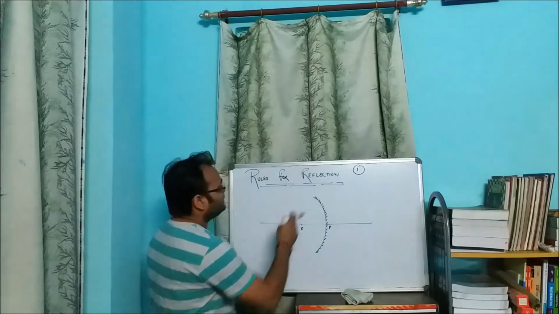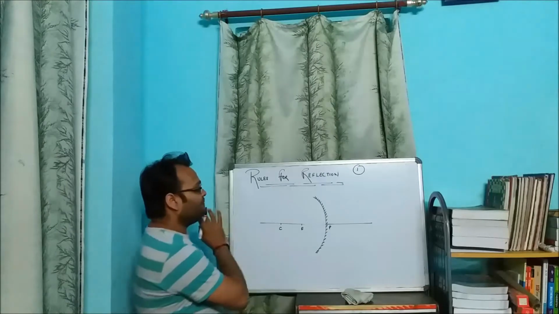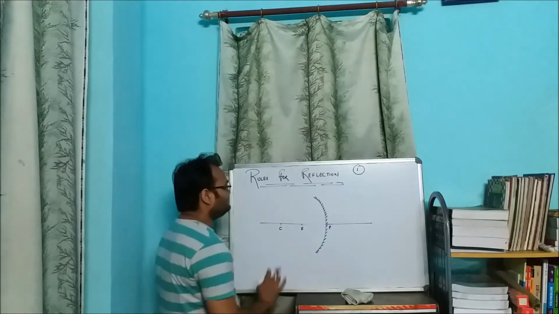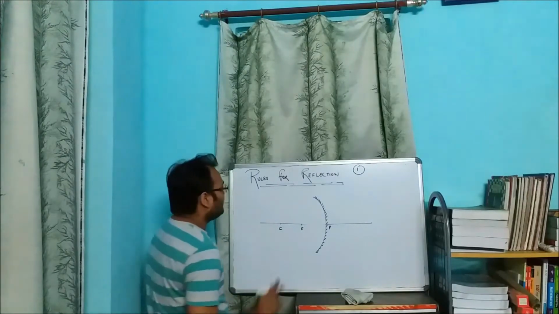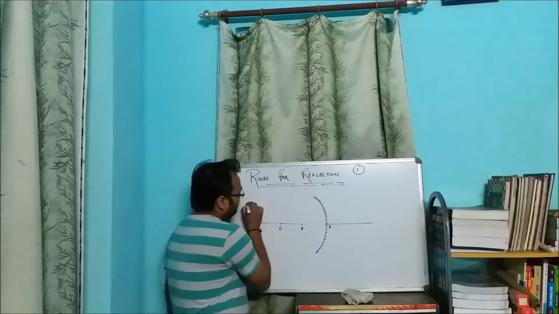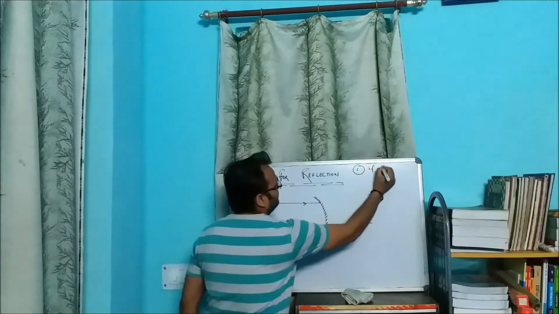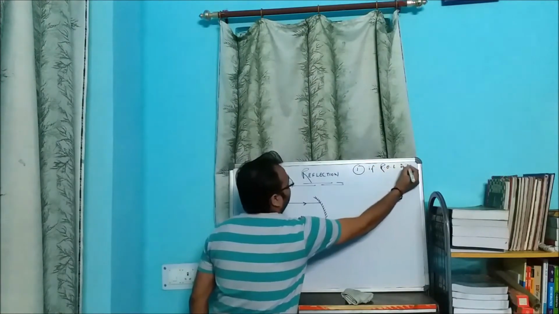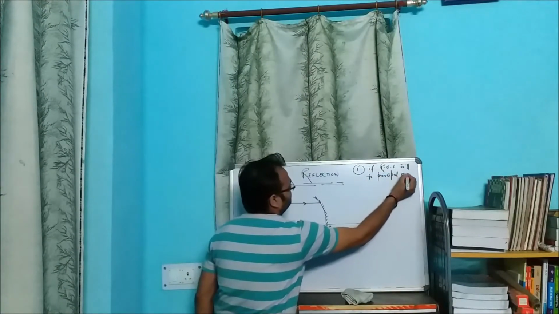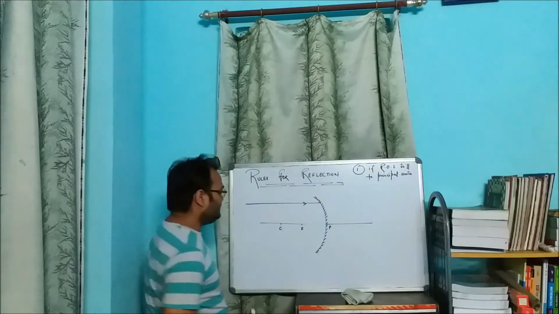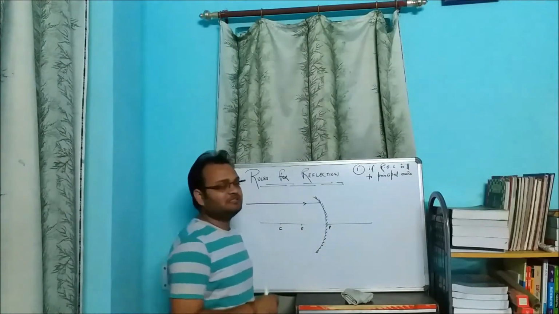Now, coming to the first rule, when an object is placed in front of the mirror and rays of light are coming from that object, let us suppose the ray of light is coming from this object, an object placed here. If a ray of light is parallel to the principal axis, now the first rule is if the ray of light is parallel to the principal axis. I told you what the principal axis is. This is the principal axis. The imaginary line drawn through the spherical mirror is known as the principal axis.